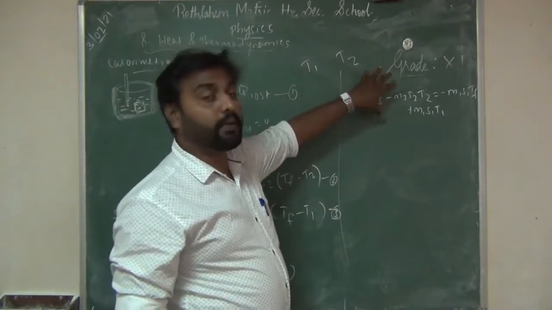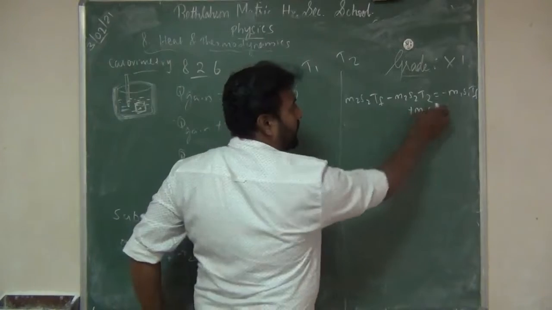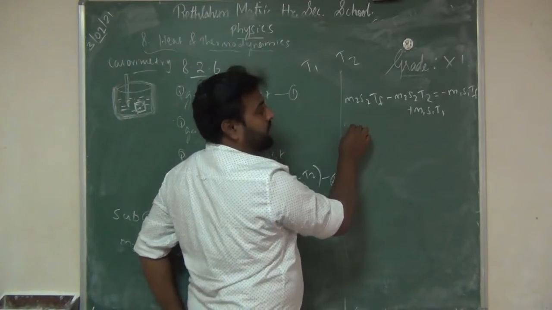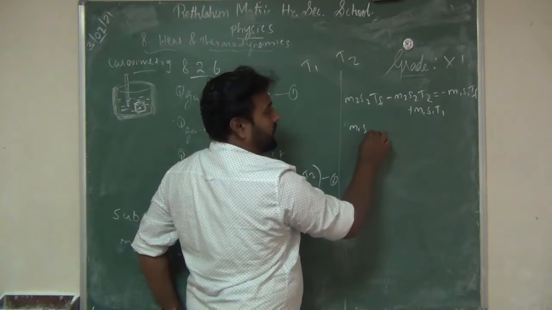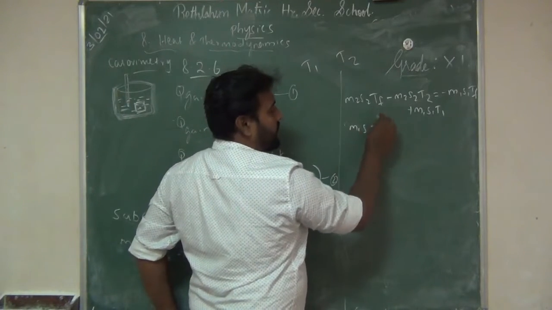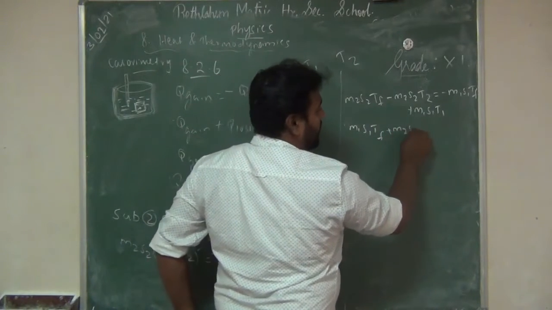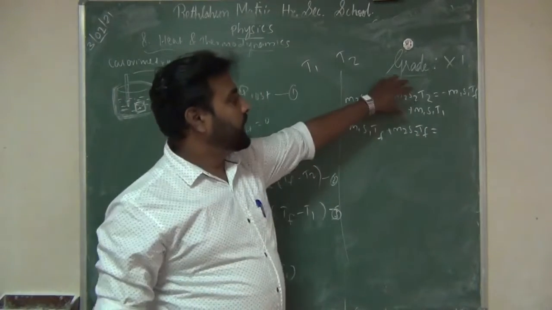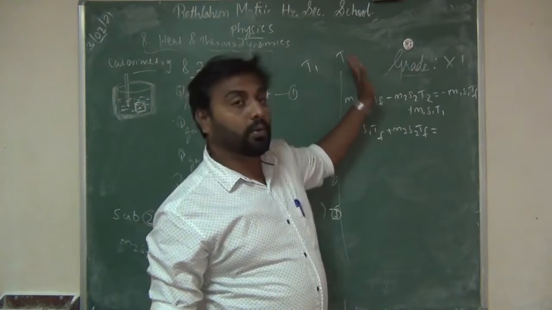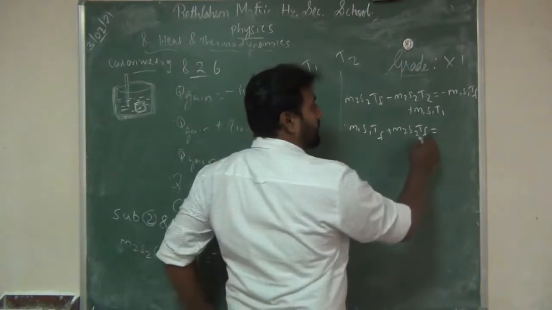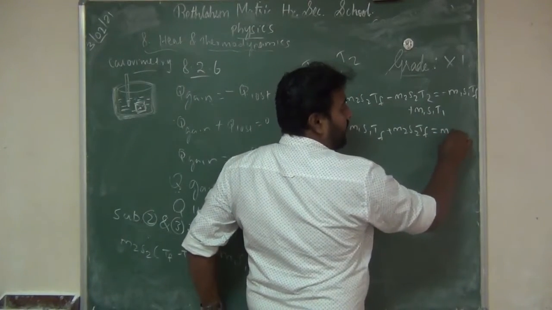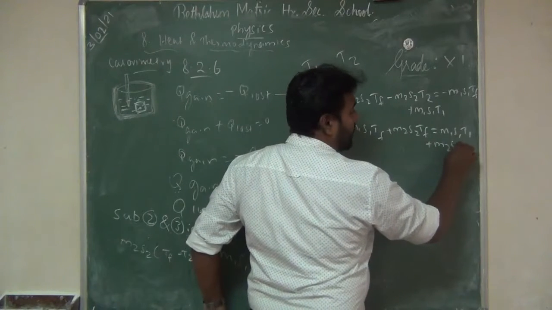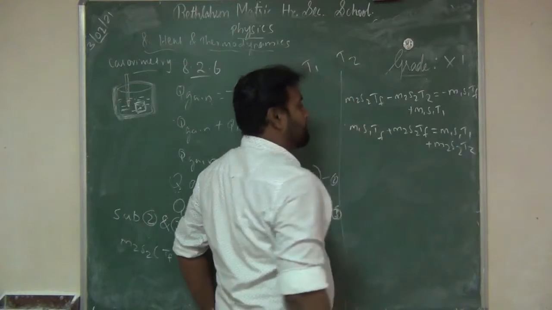Now take this TF term to one side. What will happen? This minus, when it comes to this side, will change to M1 S1 TF, then plus M2 S2 TF is equal to, take this minus M2 S2 T2 to the other side, so it will change as M1 S1 T1 plus M2 S2 T2.